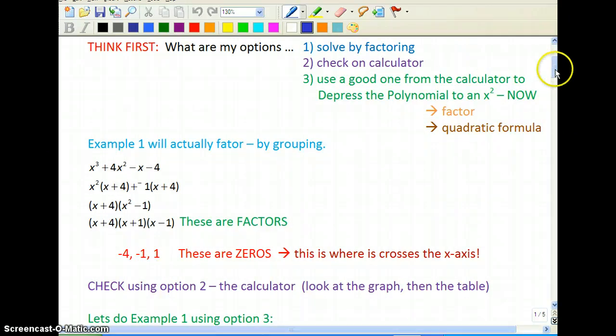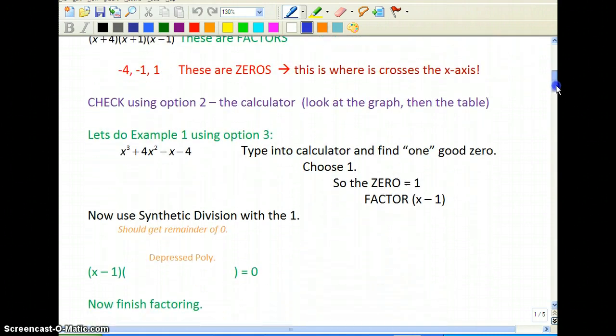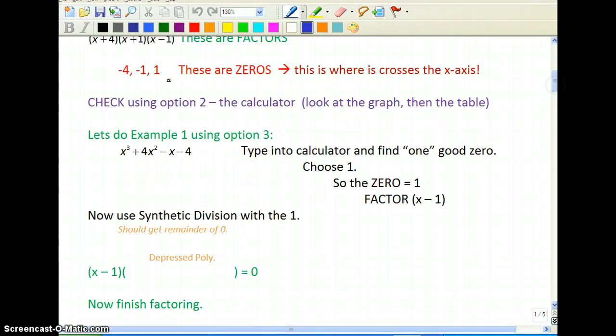But what if you have to use option 3? What if they tell you you have to show all the work? So how do you do it using the third option? First we're going to look at our calculator. So you go back to your calculator and look. Now I know that you can see all 3 of these answers. What we want is just one good one. I know there's 3 of them.